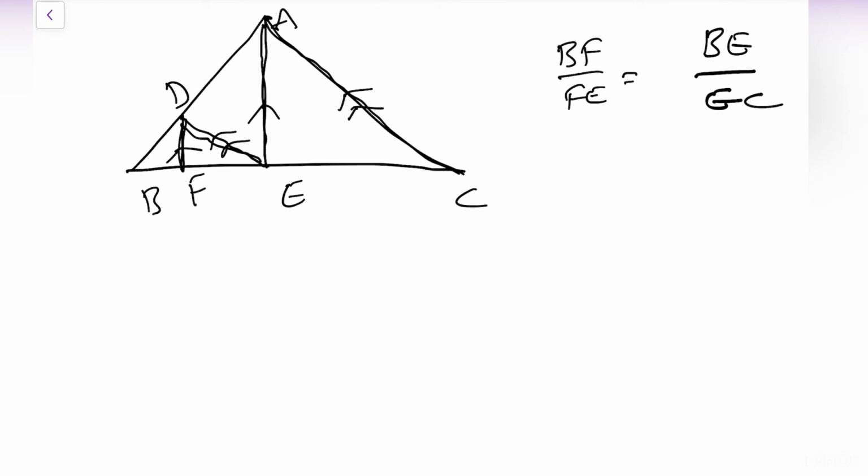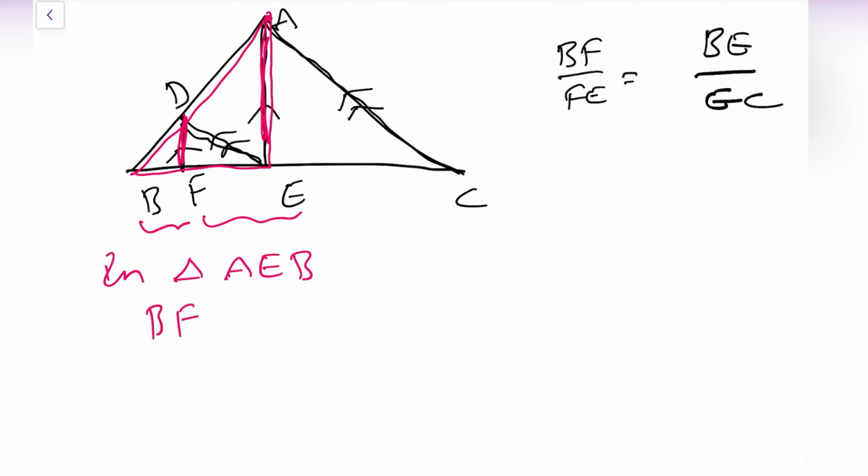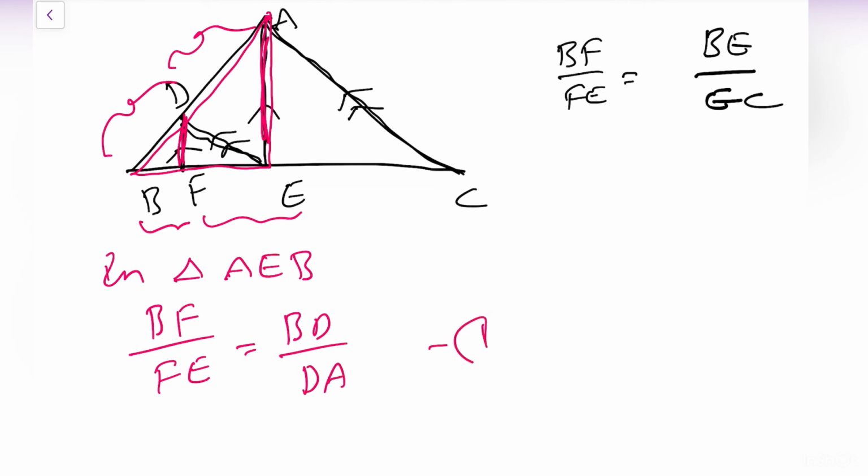So now what I am going to do is, first I will take this triangle AEB. In triangle AEB, if we observe, DF is parallel to AE. So I can write upper one by lower one, that is BF by FE, equals upper one by lower one, that is BD by DA. First one completed.